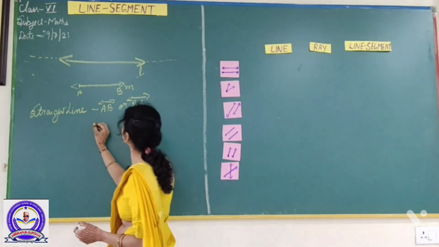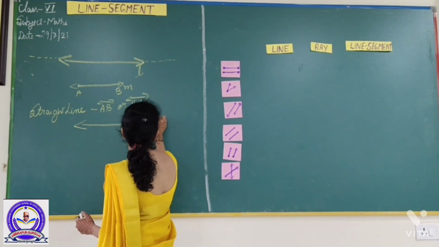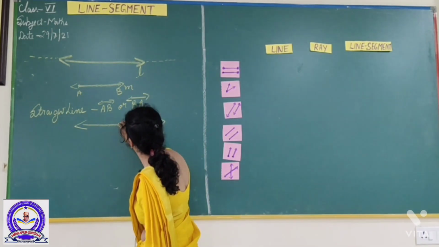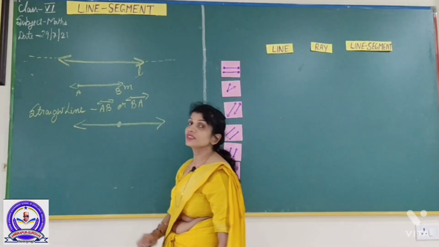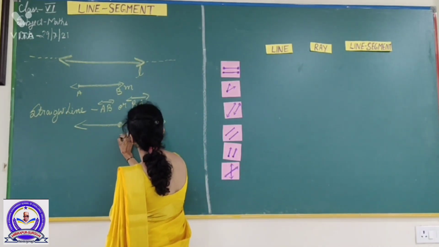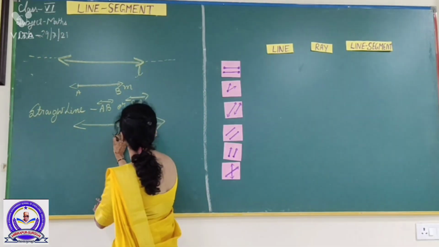Now, suppose I take this line and I am going to divide this line with the help of a point. I divided this line with the help of a point. So how will it look now? It will look like this, and here.